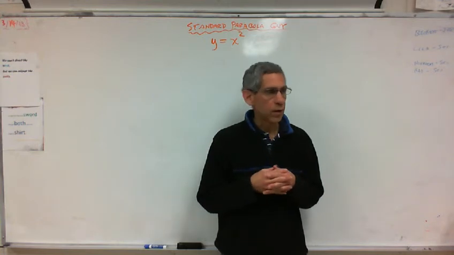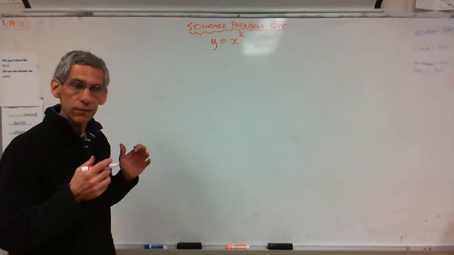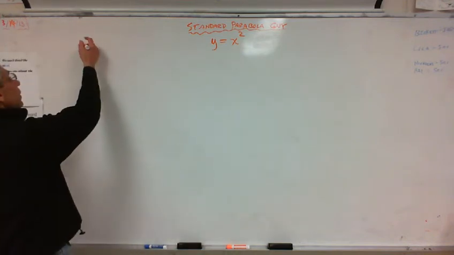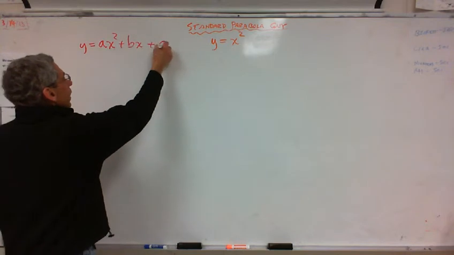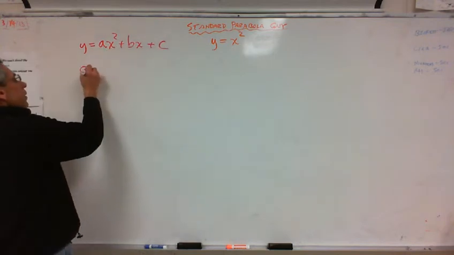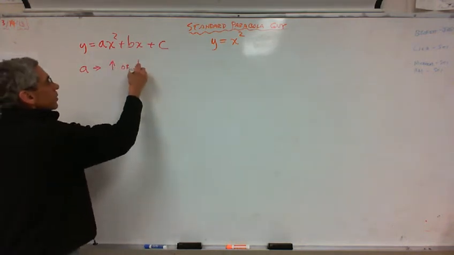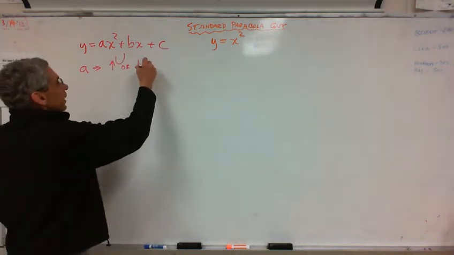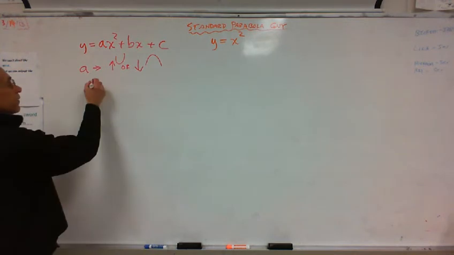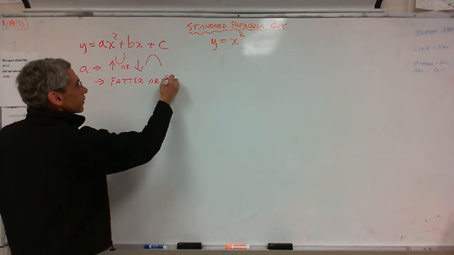So yesterday we talked about graphing, and the standard form for a quadratic, which was y equals ax squared plus bx plus c. And what did we say a did? It makes it open up or down, meaning opening upwards or downwards, and it makes it fatter or skinnier. That's what we haven't talked about yet.